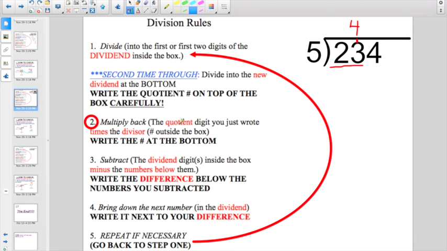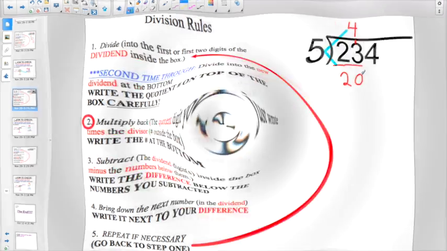Multiply back the quotient digit you just wrote times the divisor. I just wrote down that 4. I'm going to multiply it by that 5. 5 times 4 is going to give me what? Hopefully everybody knows 5 times 4. Hey, that is 20. So I'm going to write 20 at the bottom of the problem.